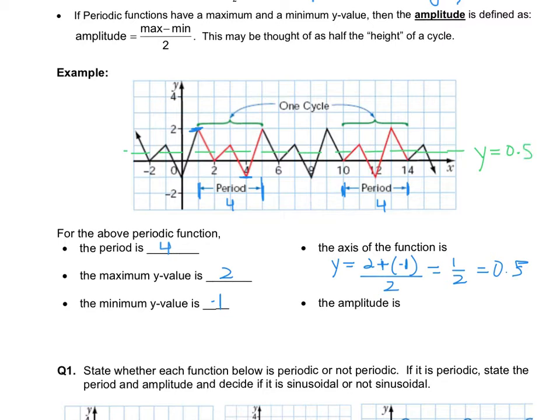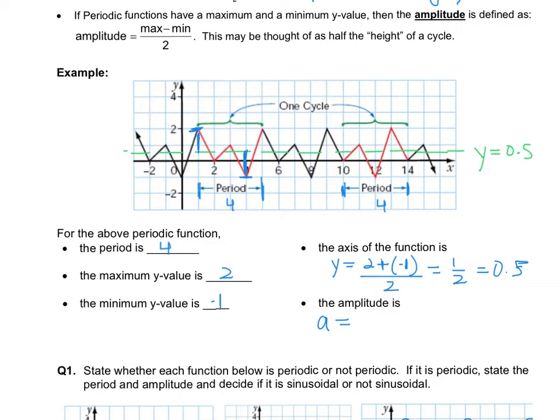The amplitude is the distance between the axis of the curve, or axis of the function, and the max. It's also the distance between the axis of the function and the min. And so that length there is 1.5. If you want to actually calculate it, we use the lowercase letter a for amplitude, just like the vertical stretch, and those actually fit in with each other when we get into our sinusoidal functions more in depth.